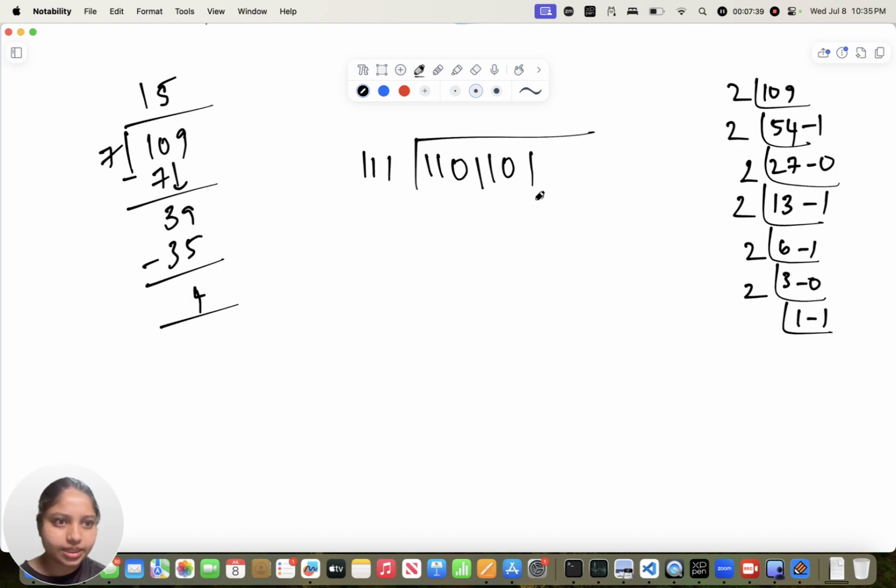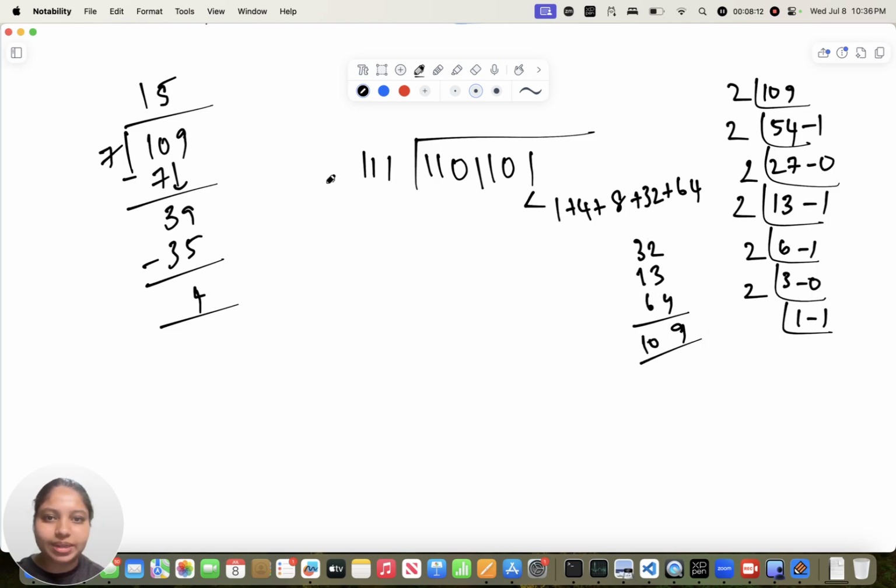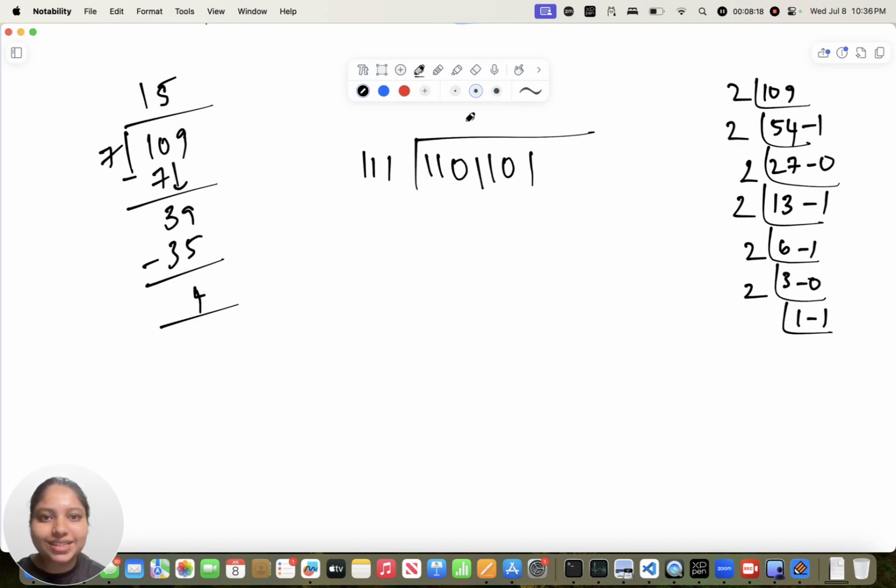I think I made a mistake by chance. Let me see. So I have 1 plus 4 plus 8 plus 16, 32, 64. So I'm getting 5, 13, 13 plus 32, and 64 is going to be 77, and then 9. Yes, I'm getting the same value. So 6, 9, and plus 1 is going to be 10. Yeah, getting the same value. No issues. Alright, so let me just continue the division.